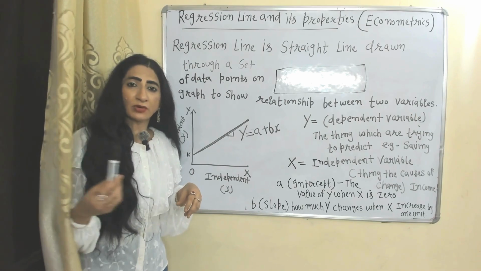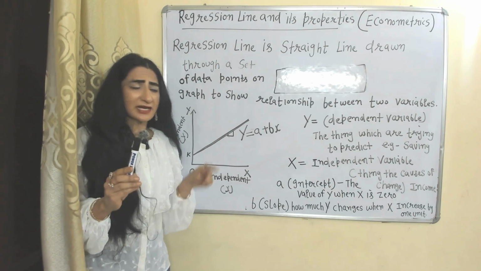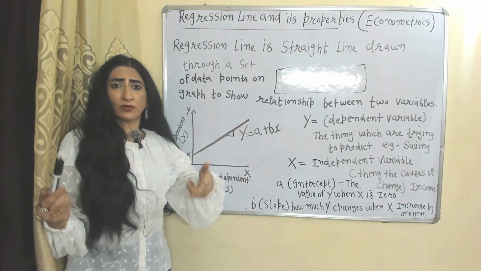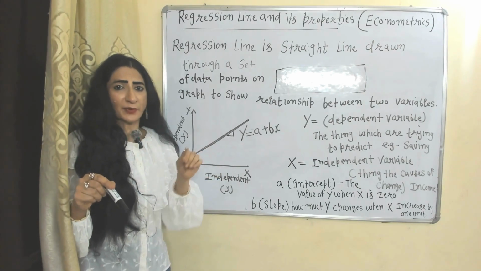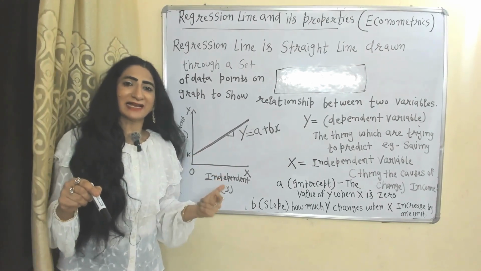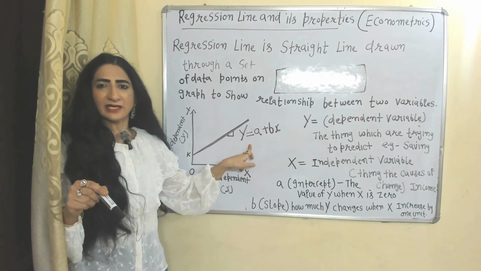Today we are going to talk about a regression line and its properties. A regression line is a straight line which we draw by using a set of data on a graph. This line represents a relationship between a dependent and an independent variable. We express this line through this equation.